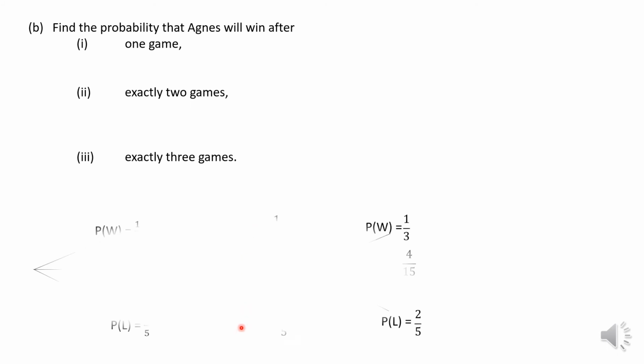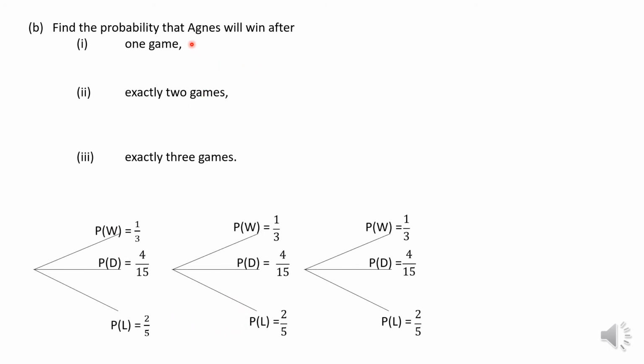Right, so we are supposed to find the probability that Agnes, for example, will win after one game. Well, winning after one game is very straightforward. It's just 1/3. But now exactly two games, and this is why it becomes very important. When you are told exactly two games, that means the person should have drawn the game and then won the game, because that is the only condition where you will have the opportunity to play the second game. Okay, and it's very important that you get that particular question.